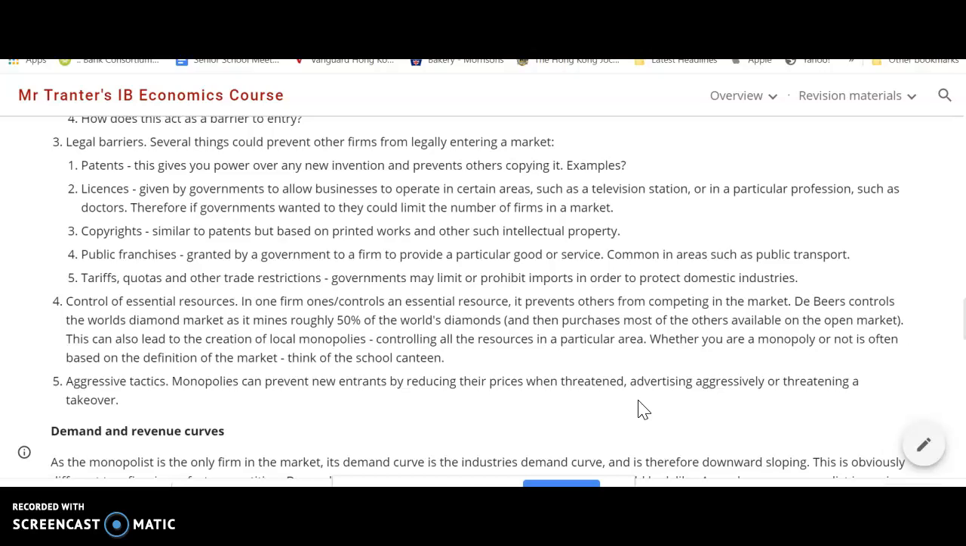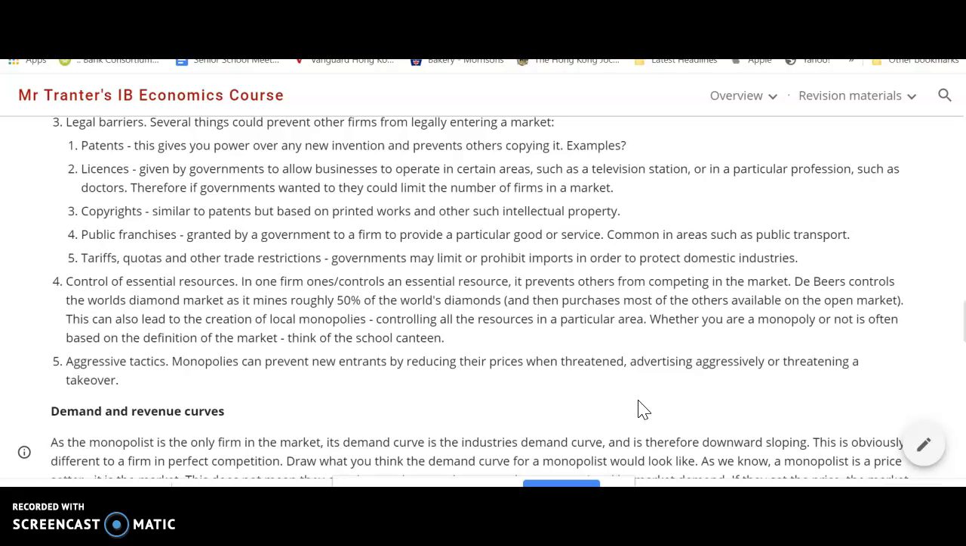Monopolies can prevent new entrants because monopolies usually have a lot of power. So if there's a sign of a new entrant coming along, they can make their prices really, really low, or spend huge amounts of money on advertising, making it very difficult for another firm to enter the market, or they could even threaten a takeover or buyout.